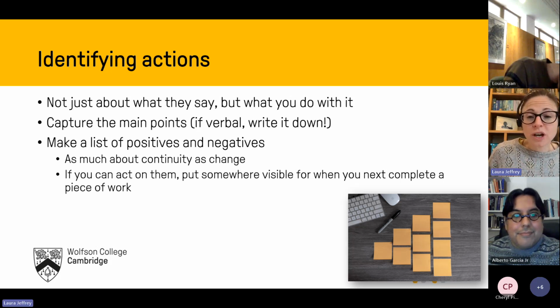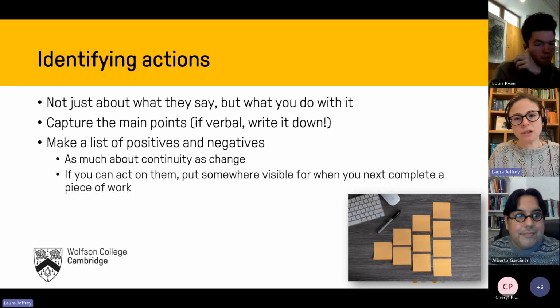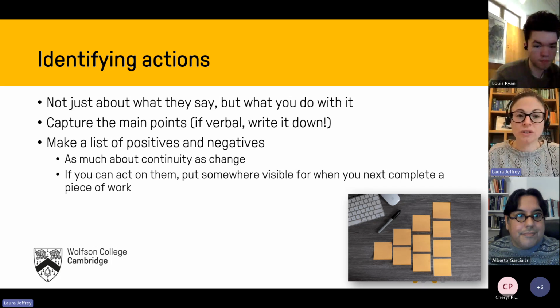Perhaps put them into two columns, the positives and the negatives. Like we said, feedback is as much about continuity as it is change. So identify the strengths in your work and make sure that you replicate them in your next piece, and then think what the areas are that I can work on. And make them visible. Pop literally a series of post-it notes on a wall, or a piece of A4 paper with a line down the middle that you pin up somewhere when you come to that writing process.